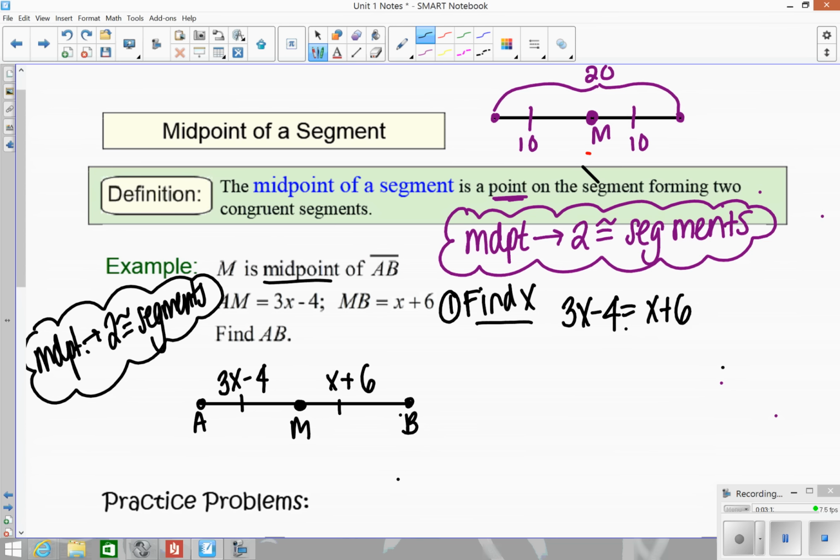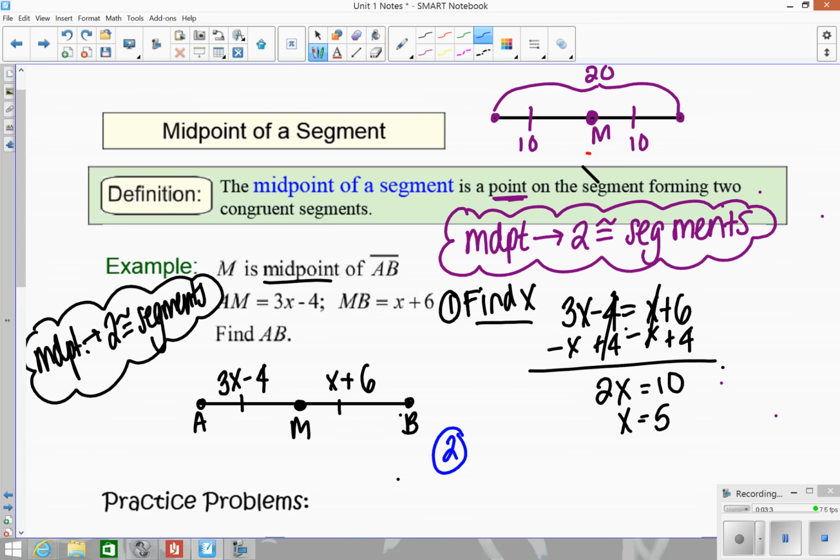I can bring the x over, and bring the 4 over to the other side. So those cancel. I get 2x equals 10. Divide, and I get x equals 5. So that's the first part. I'm trying to find the length of AB. The second part is to find AB, which is what the question actually asks me. So I'm going to plug into each part.